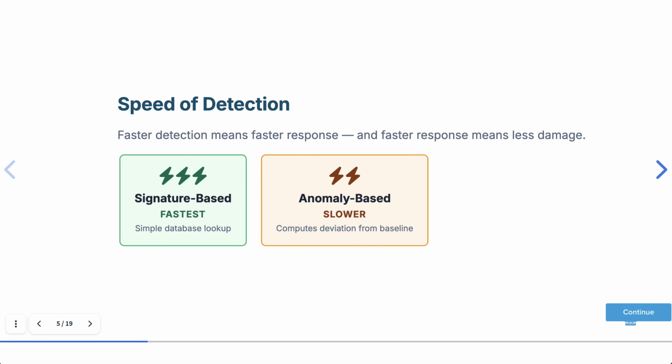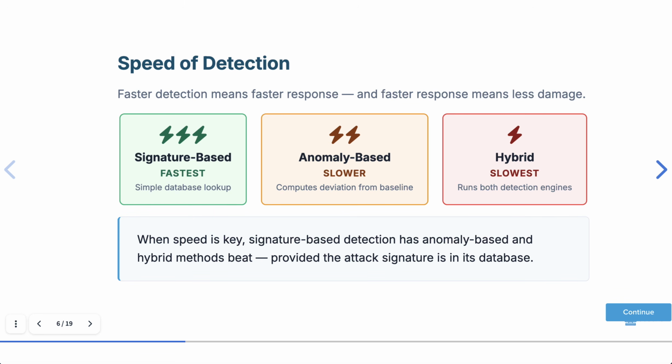Anomaly-based is slower through computing deviation from the baseline. Anomaly-based uses a previously built model of normal traffic, then measures how far current traffic deviates from it. Every packet requires more processing, especially on high-traffic networks, because it's calculating statistics, not just lookups. Hybrid is the slowest as it runs both detection engines.